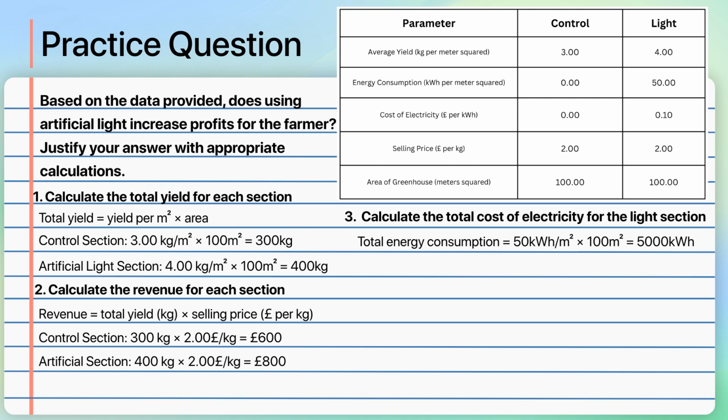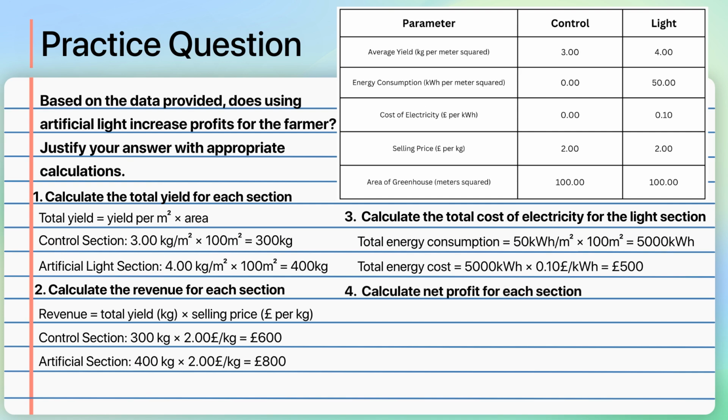Now, using the cost of electricity per kilowatt hour in the table, we can calculate the total cost of the electricity used. The cost of electricity is £0.10 per kilowatt hour. As we just calculated that the artificial light greenhouse used a total of 5,000 kilowatt hours, we can calculate that the total cost for energy is £0.10 per kilowatt hour multiplied by 5,000 kilowatt hours. This gives us a total cost of £500.